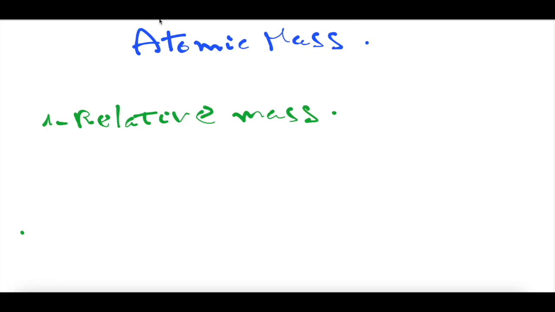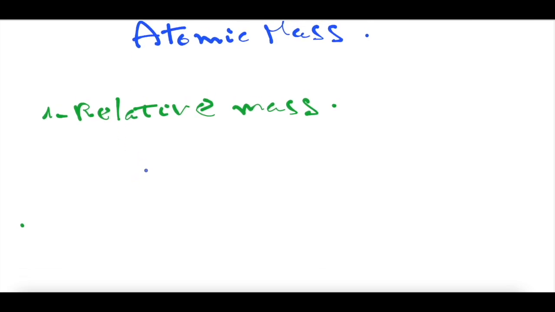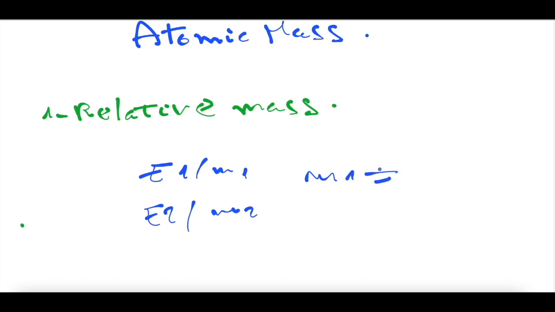In this video, we are going to talk about the atomic mass. First, we start by the relative mass. We know that atoms of different elements, let's say element 1 and element 2, have different masses, for example m1 and m2. So m1, the mass of the atoms of element 1, is different from the mass of the atoms of element 2.